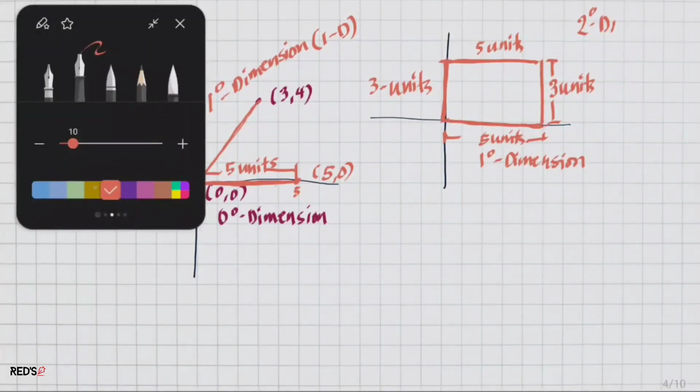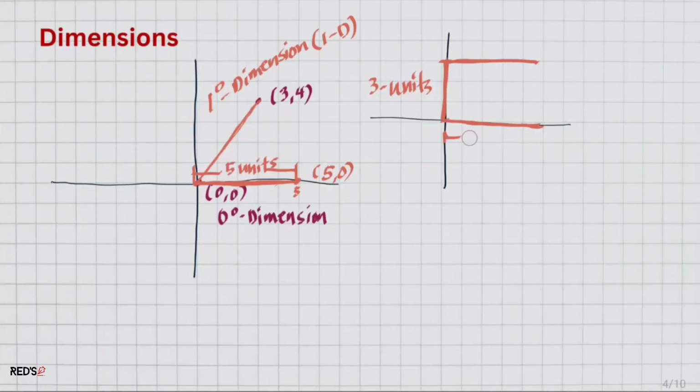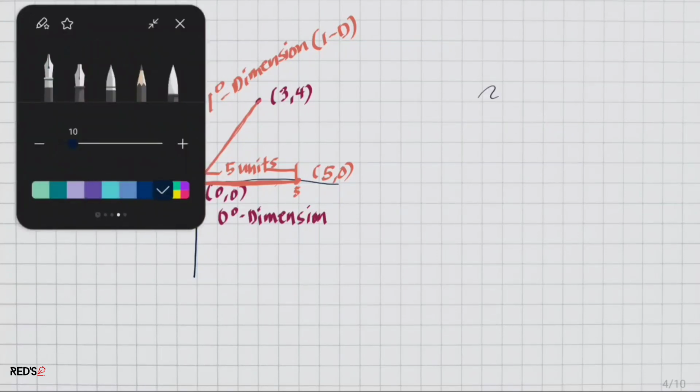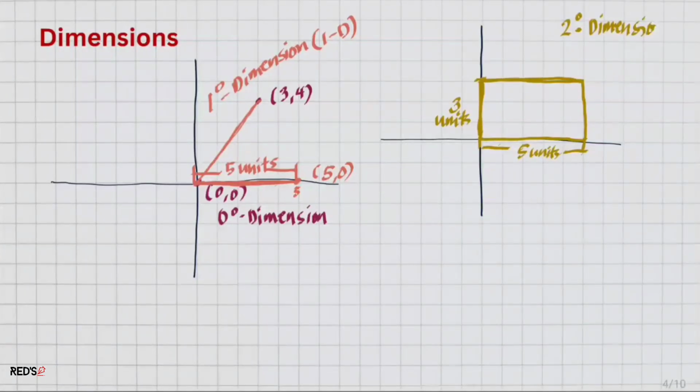Let's change the color. Let's make that yellow. Let's do it one more time. Okay. So 1, 2, 3, 4, 5 here. You have 5 units here. And then 1, 2, 3 up. And then make parallel lines. There. So now in this case, as we said before, there is already a 2-degree dimension present here.